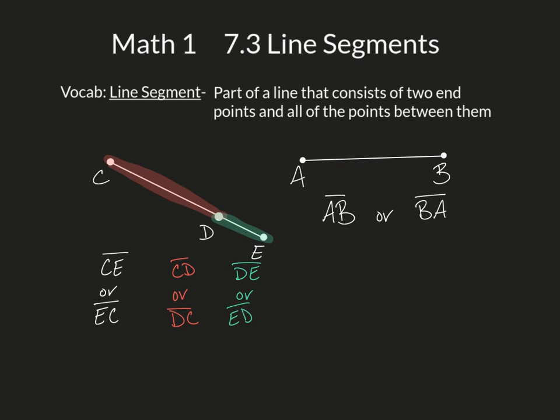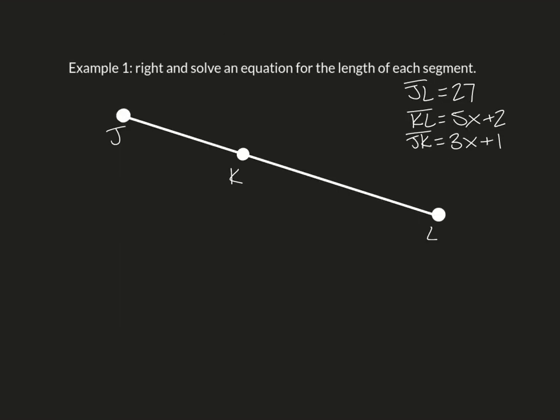We're going to get into some examples with solving now. Example 1 wants us to write and solve an equation for the length of each segment. There is some info given to us on the side. We know that JL is 27, KL is 5x plus 2, and JK is 3x plus 1.